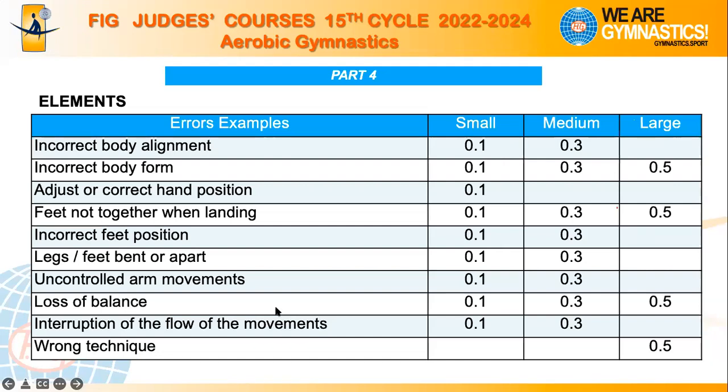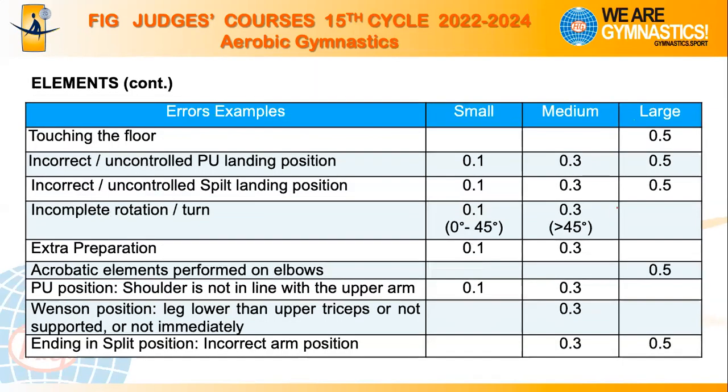So just to give you examples: incorrect body alignment during elements, small, medium; body form, small, medium, or large; adjust or correct hand position, for example in supports, 0.1; feet not together when landing, 1, 3, or 5; incorrect feet position, 1 or 3; legs, feet bent or apart, 1 and 3; uncontrolled arm movements, 1 and 3; loss of balance, 1, 3, or 5; an interruption of the flow of the movements, 1 and 3; and wrong technique is 0.5. Okay, these are some of the general errors of the elements.